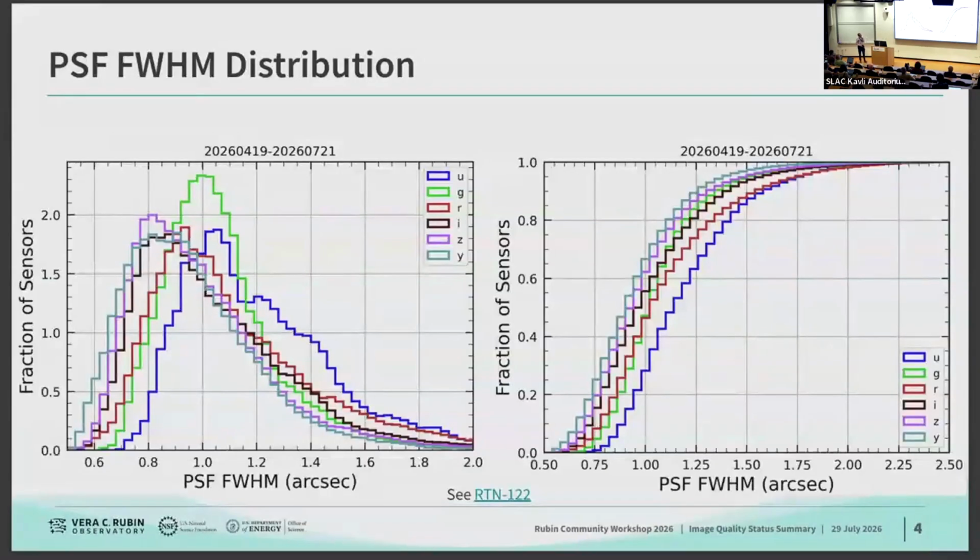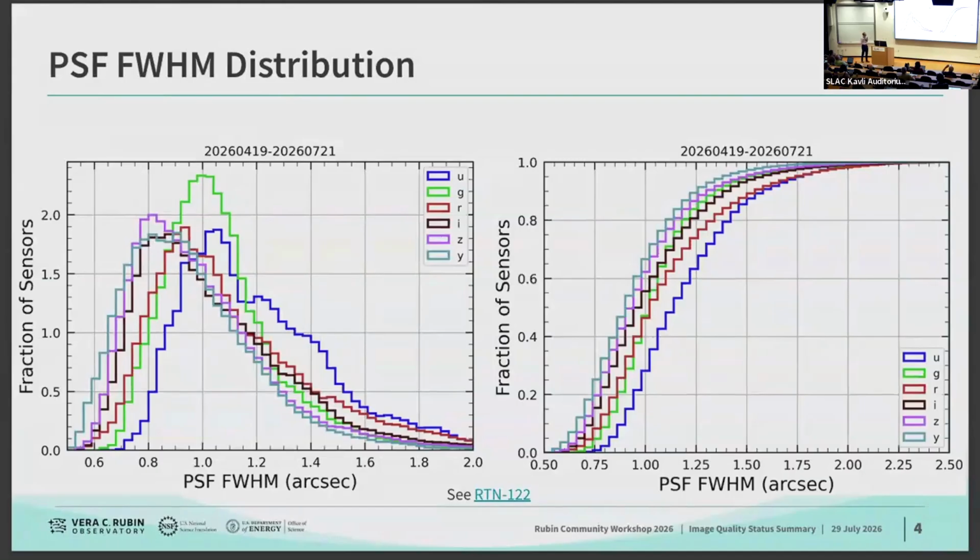This is the distribution of the PSF full width half max. This is going from April up through mid-July before the storm. So this is the period once we had achieved kind of stable performance that we were happy with to start the survey.